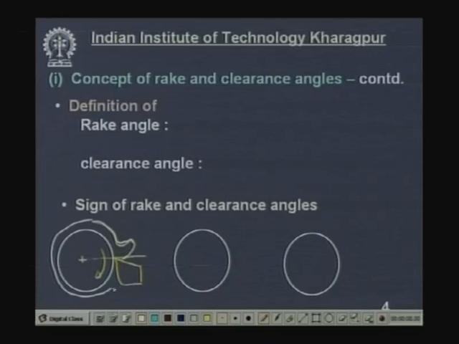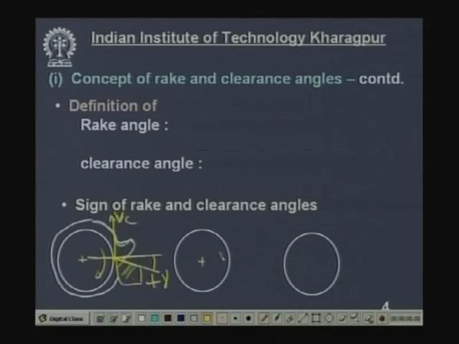From the workpiece. Now, in this case, this is the tool and this is the velocity vector, this is the reference plane, this is the rake surface and this is the rake angle, this is positive rake.